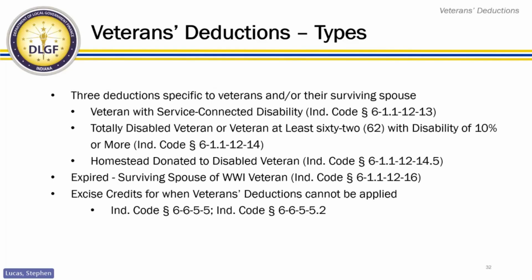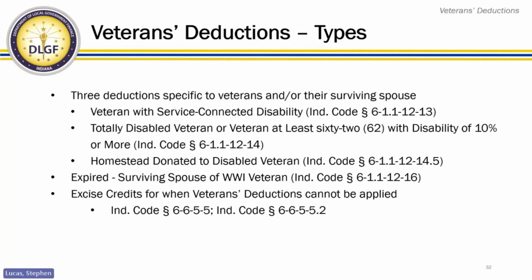So I've got the statute that falls under. The next one down, the totally disabled veteran or veteran at least 62 years old with a disability of 10% or more. I know a lot of folks often refer to that as the totally disabled veteran deduction. I would note that that deduction doesn't necessarily require a total disability. It can be a veteran who is at least 62 years old and is 10% disabled or more. And then finally, there's a deduction for homesteads donated to a disabled veteran that we will cover.